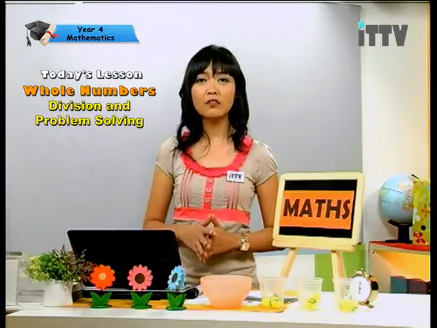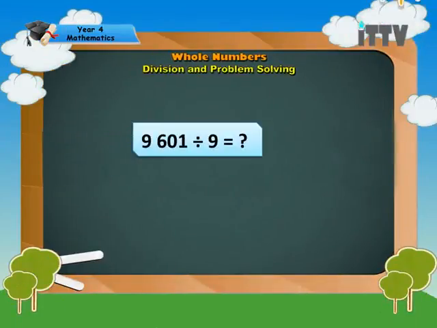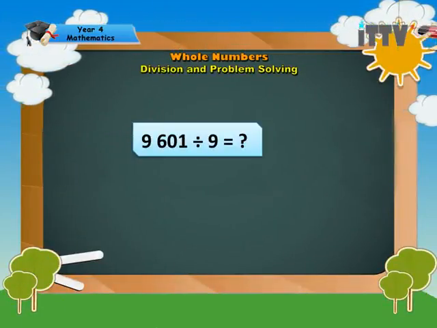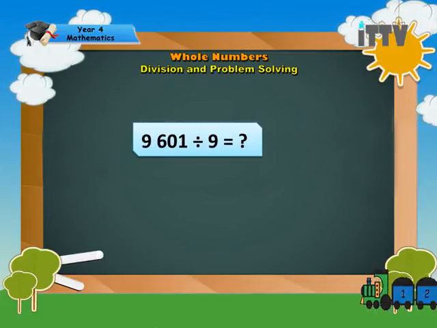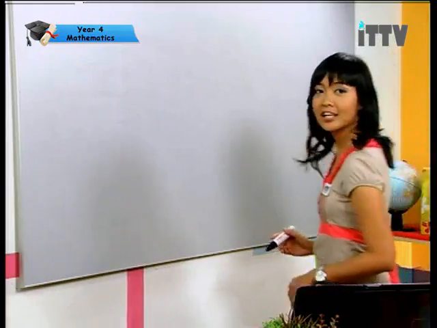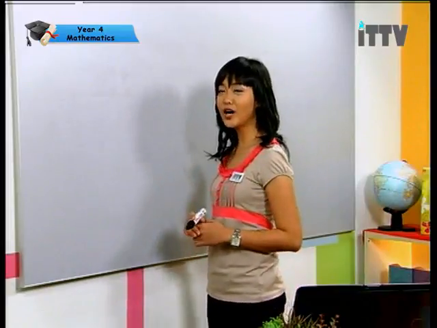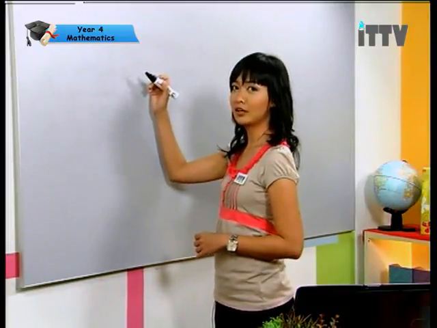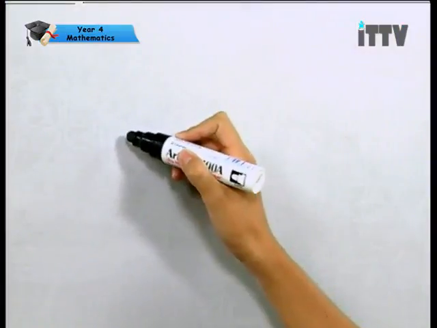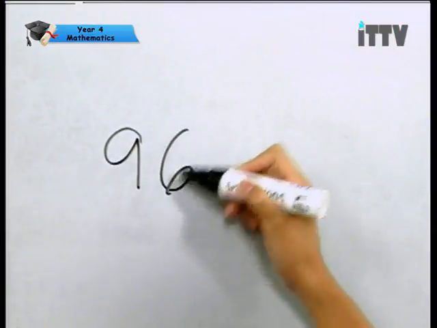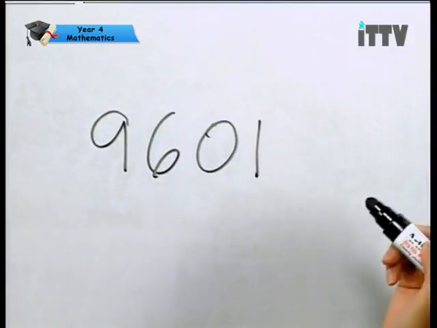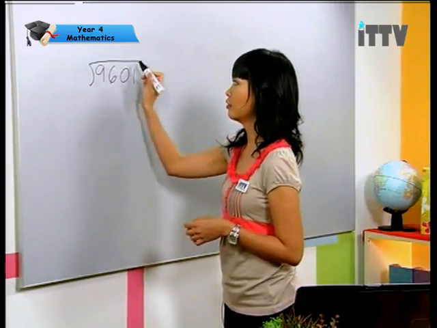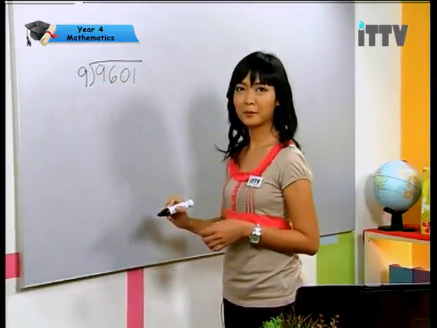Now, let's try to solve this question. 9,601 divided by 9. Okay, let's solve this question using long division. Have you heard of long division before? Here's how we write the question in long division. So, first we have 9,601 divided by 9.